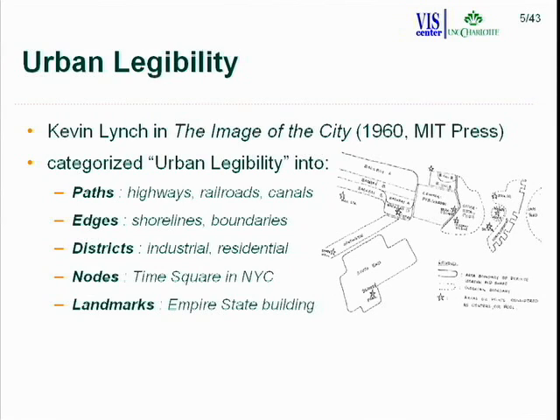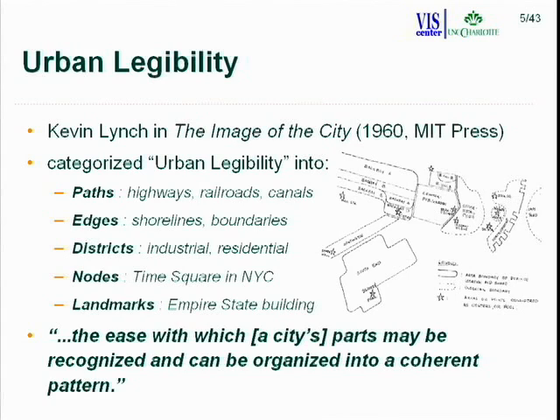He categorized them into paths, which are highways, railroads, roads, canals; edges, which are shorelines or boundaries; districts, such as industrial or residential districts; nodes, which you can think of as areas where lots of activities converge, for example Times Square in New York City; and then landmarks. Landmarks can really be anything. It can be a tree, it can be a post sign, it can be a big building. It's whatever people use to navigate themselves in an urban environment.